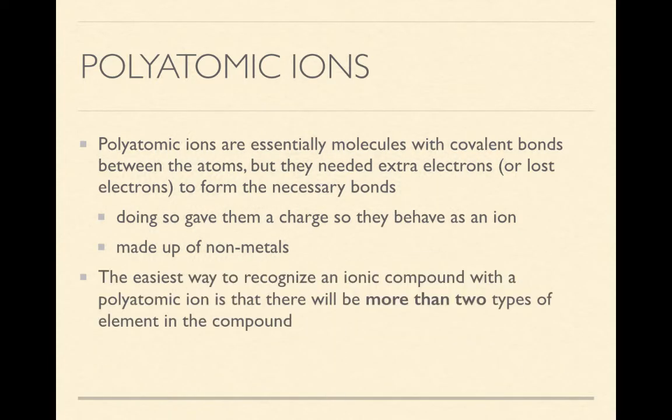Now, the easiest way to recognize an ionic compound that has a polyatomic ion in it is to see that we've got more than two types of element in the compound, and one of those is going to be a metal. We're still going to have a metal, nonmetal concept here in general. However, we have more than two types of element in the compound. We do have some exceptions, where we can have all nonmetals and still have an ionic compound, and we'll take a look at that in class as well.